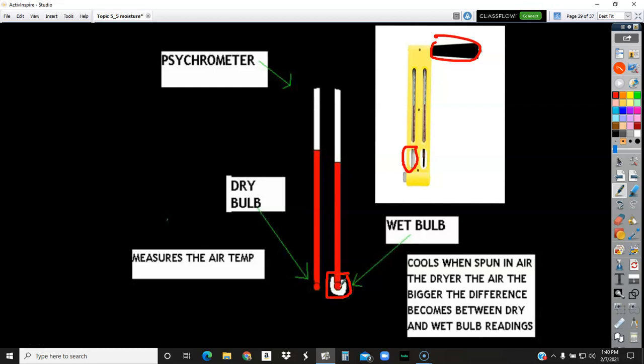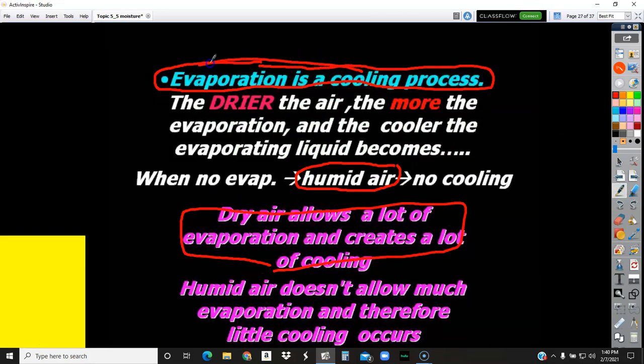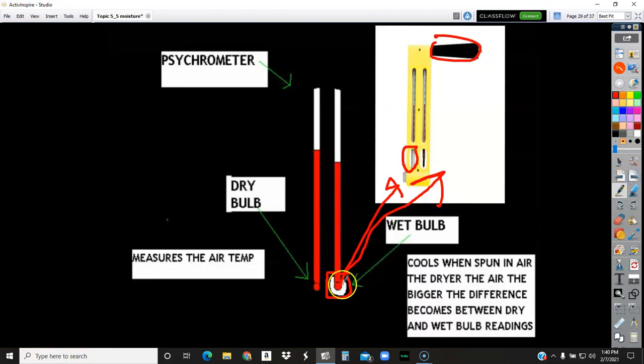The drier the air, the bigger the difference becomes between these two temperatures. Because what's going to happen is, this water on here is going to evaporate. The water is going to leave. It's going to go into the atmosphere, into the air. Remember I said on the last slide, evaporation is a cooling process. So if it's a dry day and more water evaporates, this temperature is going to drop. It's going to go way down.